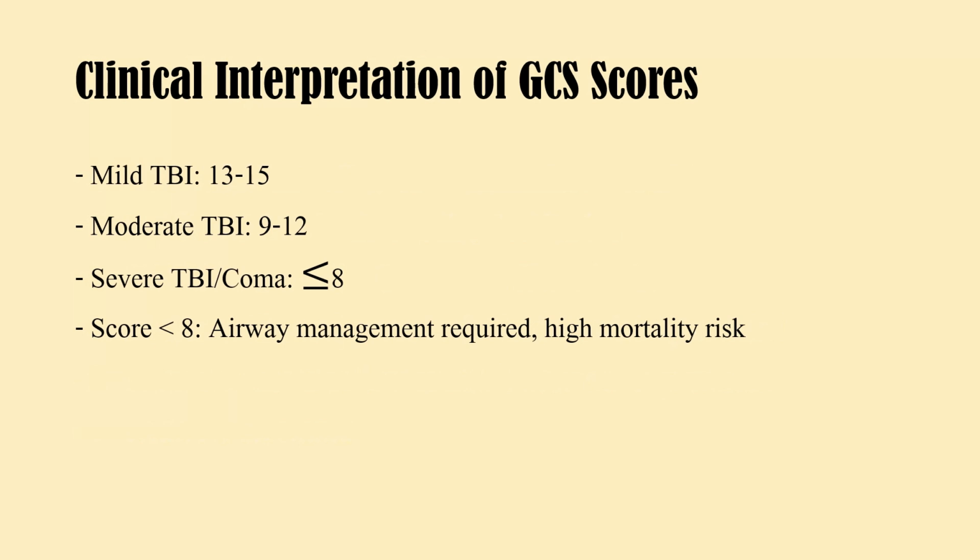The interpretation of the Glasgow Coma Scale is critical for guiding clinical decisions. A score of 13 to 15 suggests a mild traumatic brain injury. A score of 9 to 12 indicates a moderate traumatic brain injury. A score of 8 or below signals a severe brain injury or coma, necessitating airway management and urgent intervention. Patients with a GCS score of less than 8 are at high risk of mortality and require immediate neurological assessment.